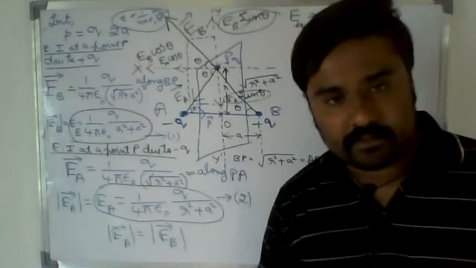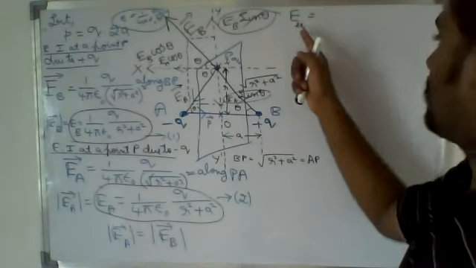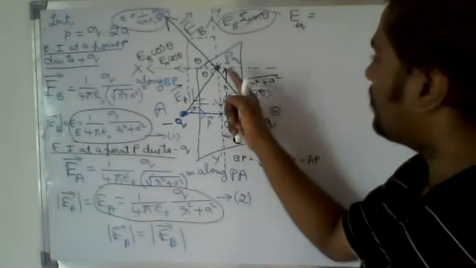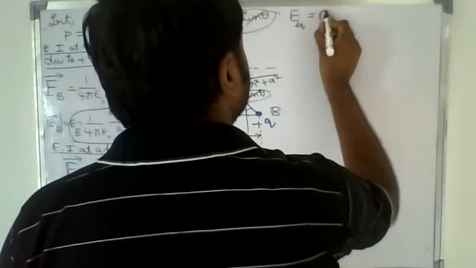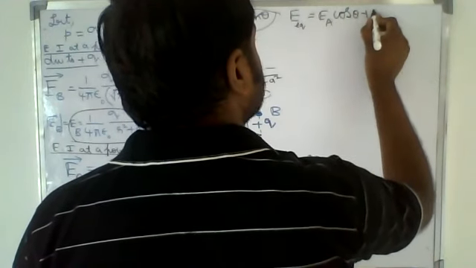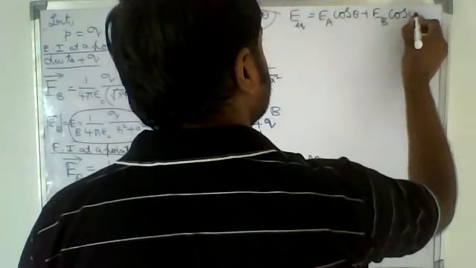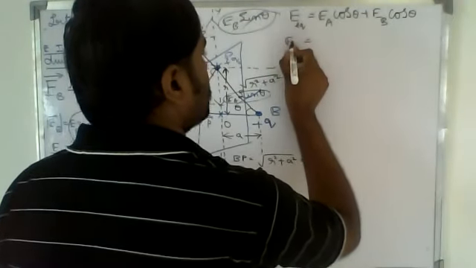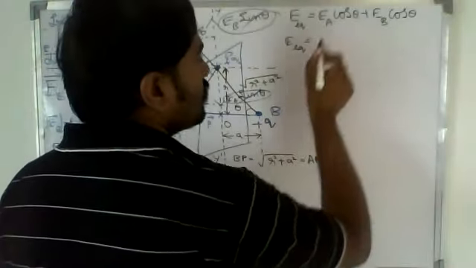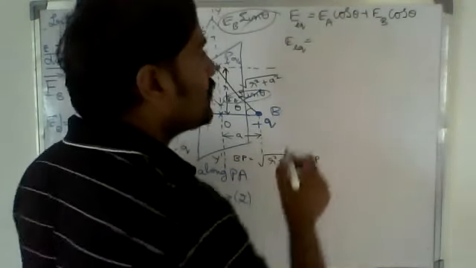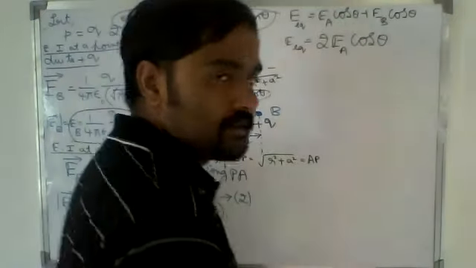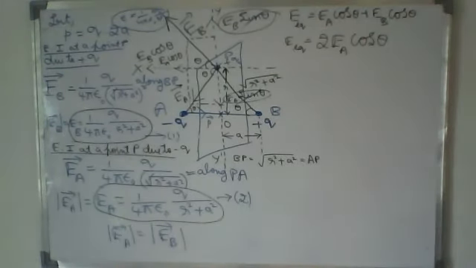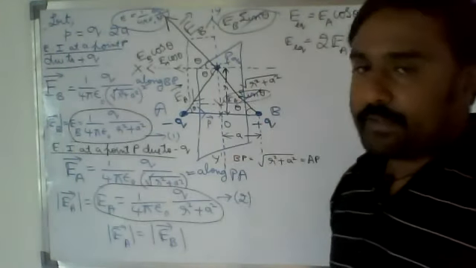That is why the resultant E, that means electric intensity at a point P, a point on the equatorial line or equatorial plane, is EA cos theta plus EB cos theta. So here EA is equal to EB. That is why electric intensity at a point on the equatorial line is equal to EA cos theta plus EB cos theta, and EA is equal to EB, so that is why 2 EA cos theta. So that is the resultant electric intensity at a point P.